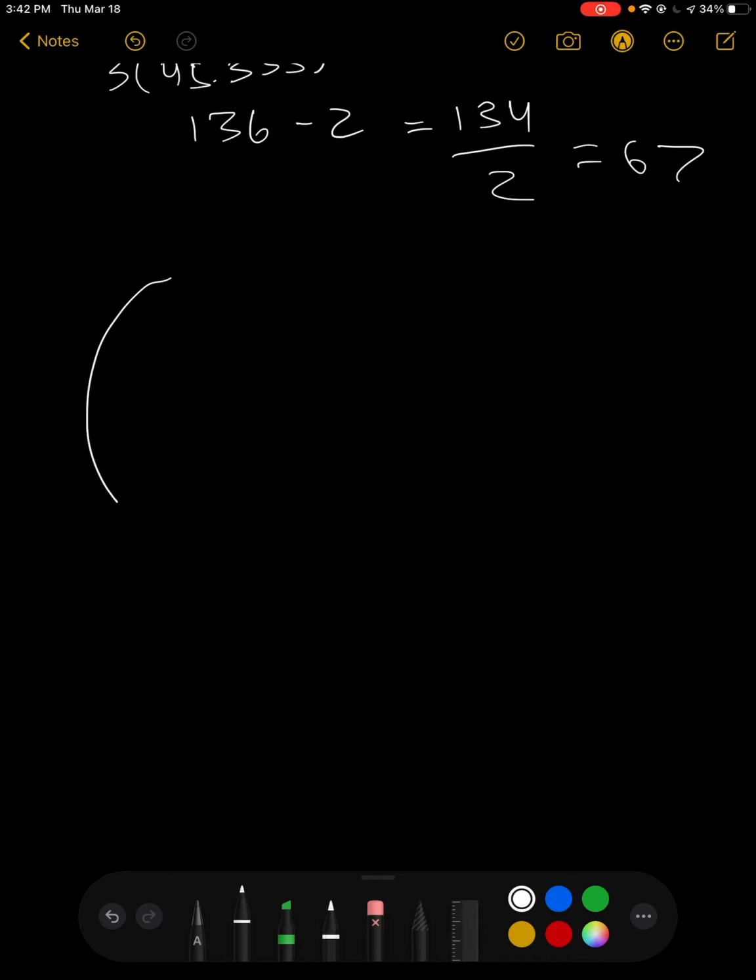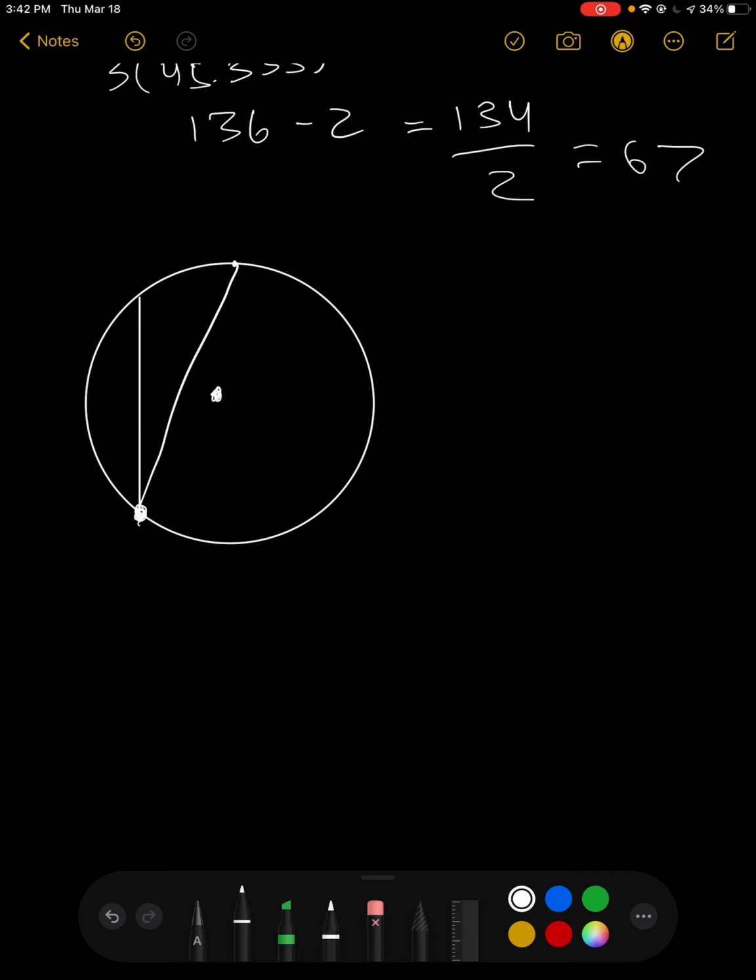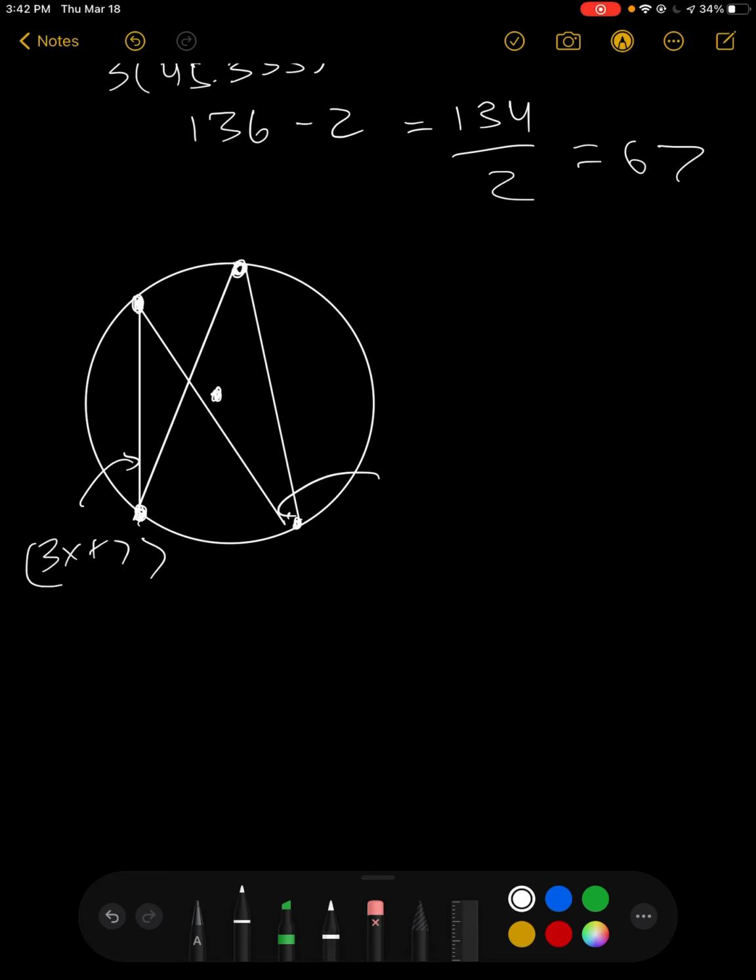Now this last example is a little quicker. So we have our circle, right? Again, nothing is touching the center. We have one point here, touches up here and here. And we have another point here that touches, not the center, but this point here, and also touches this point here. So it's given that this angle measures 3x plus 7, and this angle right here measures 6x minus 11.